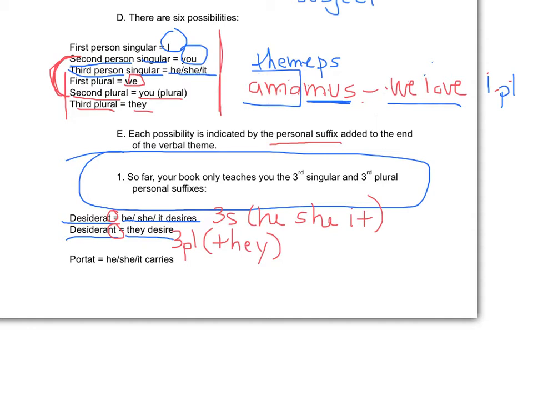Another example the book gives, or I can give to you, is portat, he, she, or it carries. See, it ends with a T, just like desiderat. That means it is third person singular. As I move on with these podcasts, I will provide more time for you to think and reflect on this information so that you're not just passively learning the information. However, in the beginning, I'm trying to get everyone on the same page and move at a reasonable pace so we can get started with the class.